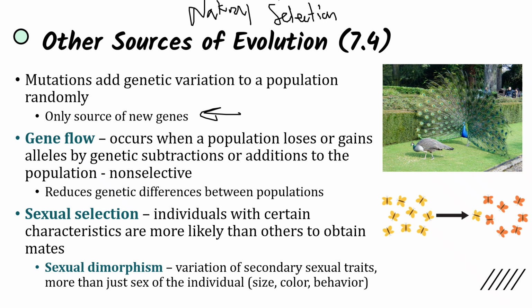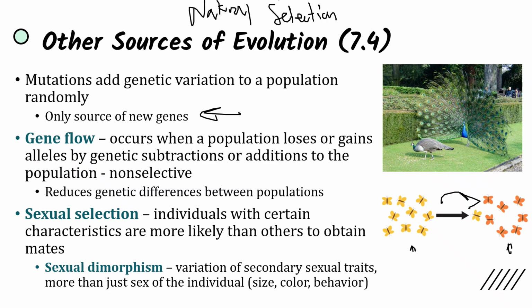And so they'll be selected for through natural selection. We see gene flow, another random source of evolution, which is when a population loses or gains alleles by genetic subtractions or additions to the population, generally by migration, and that's going to reduce genetic differences between these populations. Over here we can see the population of yellow and the population of orange butterflies, and if a yellow butterfly comes to join the orange butterflies and they start reproducing together, then the genetic differences between these two populations have been lowered.